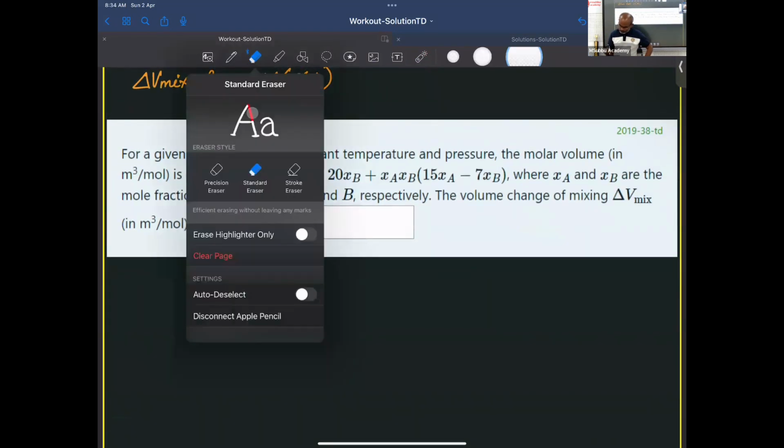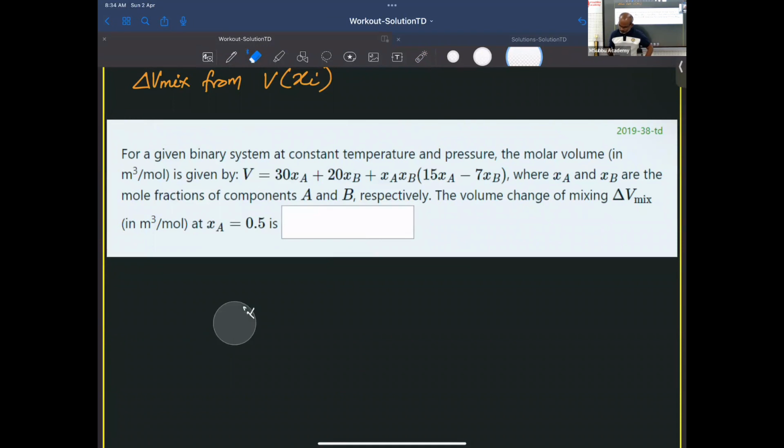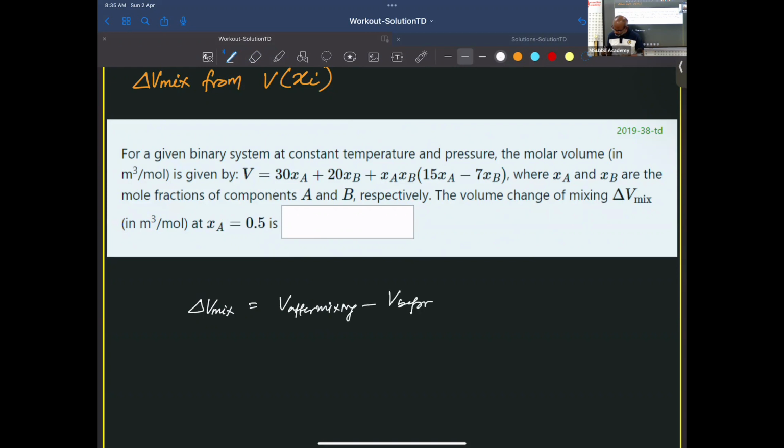We'll write it as delta V of mixing. It is nothing but the volume after mixing and before mixing. That is, V after mixing minus V before mixing. That is, this is volume after mixing, minus volume before mixing.